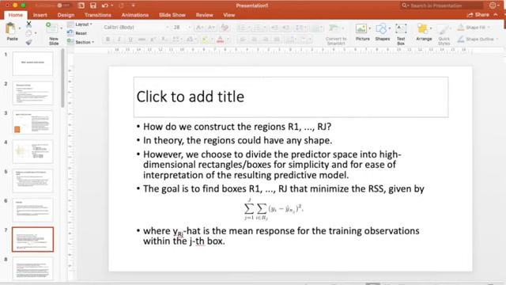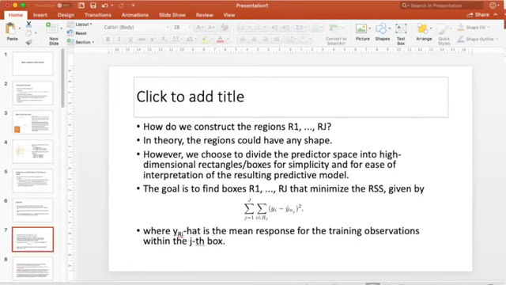Okay, so now the question comes to mind. How do we construct regions R1 until Rj? And how do we know how many regions to construct? If we have two variables, how many regions? If we have more than two variables, how many regions are we going to end up with? This does not really depend on the number of variables. It doesn't mean that if you have two variables, you're going to end up with 3 regions, or if you have 5 variables, you're going to end up with 10 regions. It's not like that. It depends on the purity of the nodes that you're going to have.